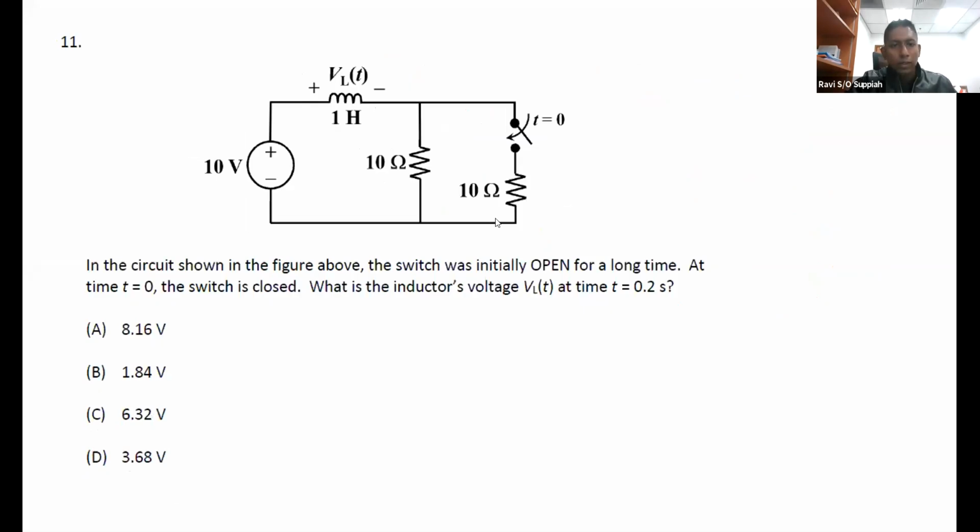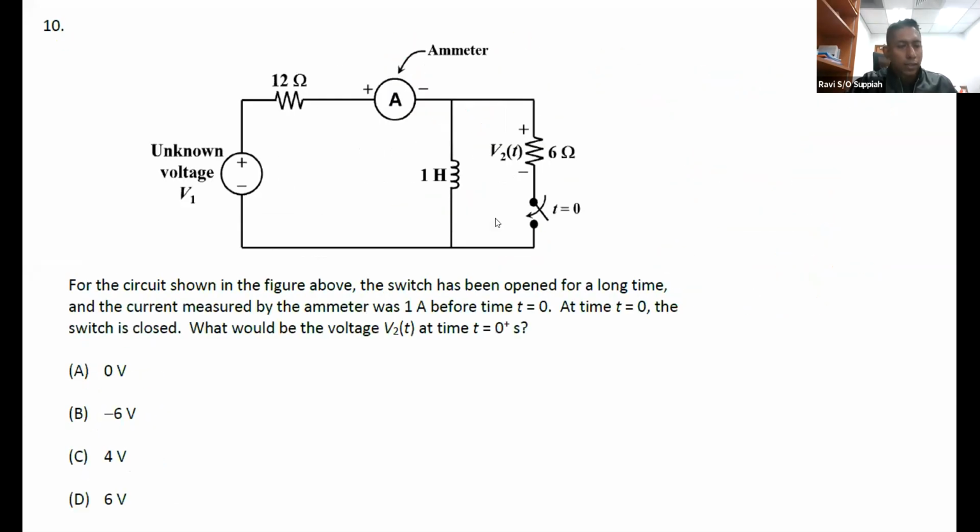Okay, so let me go on first to question 10. This is on inductor. So in this circuit, the switch has been open for a long time, and the current measured by the ammeter is 1 ampere before time t equals 0. So you are reading 1 ampere here. At time t equals 0, the switch is closed. What will be the voltage?